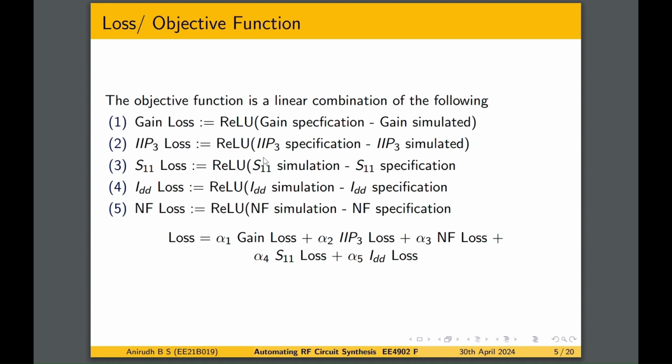Similarly, the IIP3 loss is defined as ReLU of IIP3 specification minus IIP3 simulated. This is also correct, because if your IIP3 is above the specification, you are doing much better, so you need not do anything.